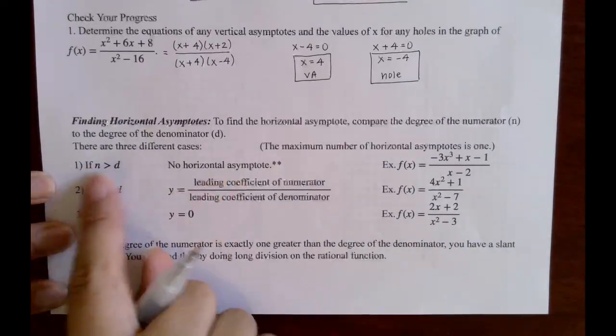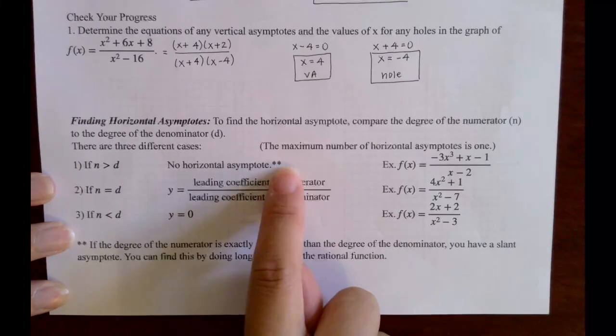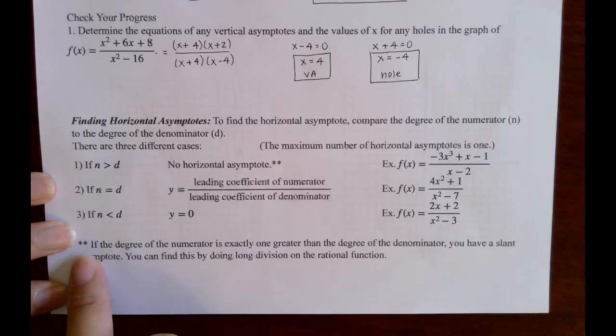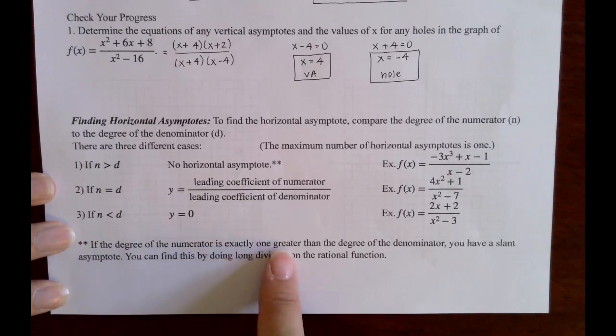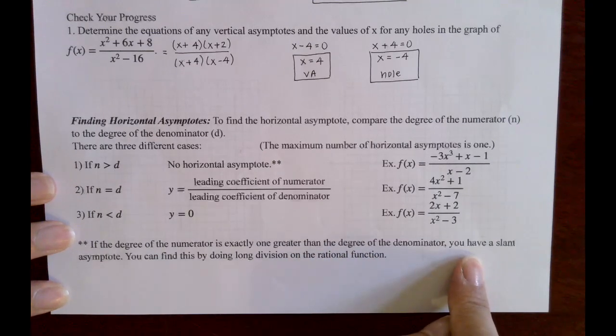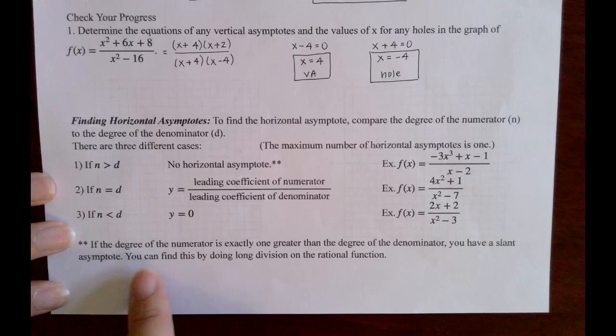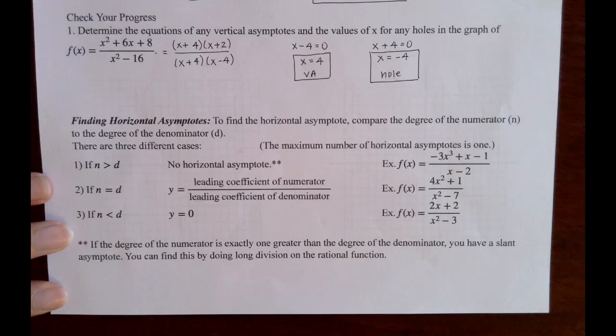So here, for when the numerator is bigger than the denominator, it says no horizontal asymptote with 2 little asterisks. What it says here is if the degree of the numerator is exactly 1 greater than the degree of the denominator, what we're going to have instead is a slant asymptote. And we can find this by doing long division on the rational function. And what results is your slant asymptote.